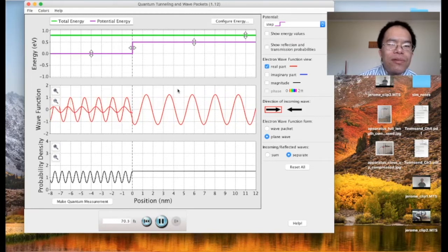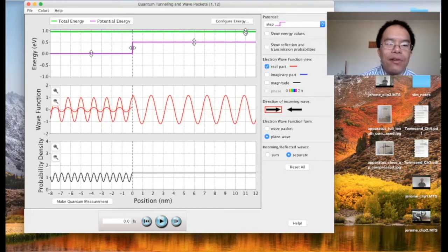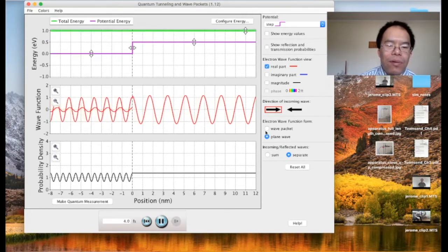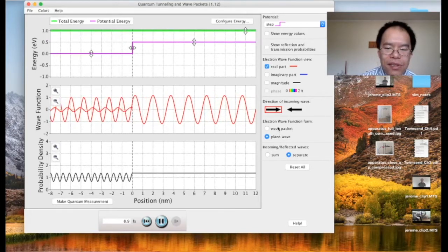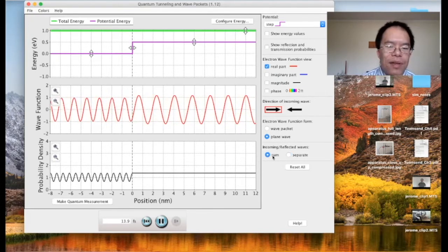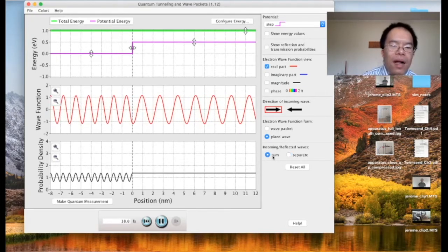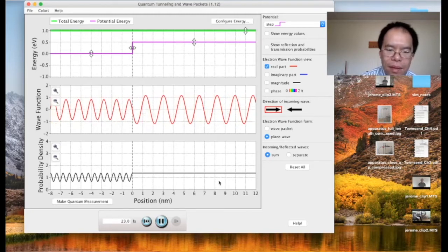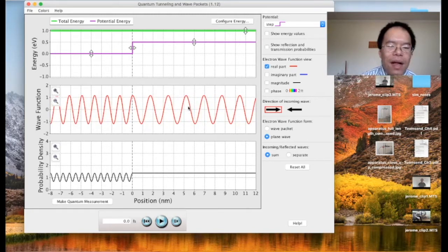So things get interesting if we change the total energy here. If I crank the energy up, we can watch what happens, and I'll switch this back to summing mode. One of the things to notice is that there's a wavelength change here. These peaks are closer together than the peaks are over here.